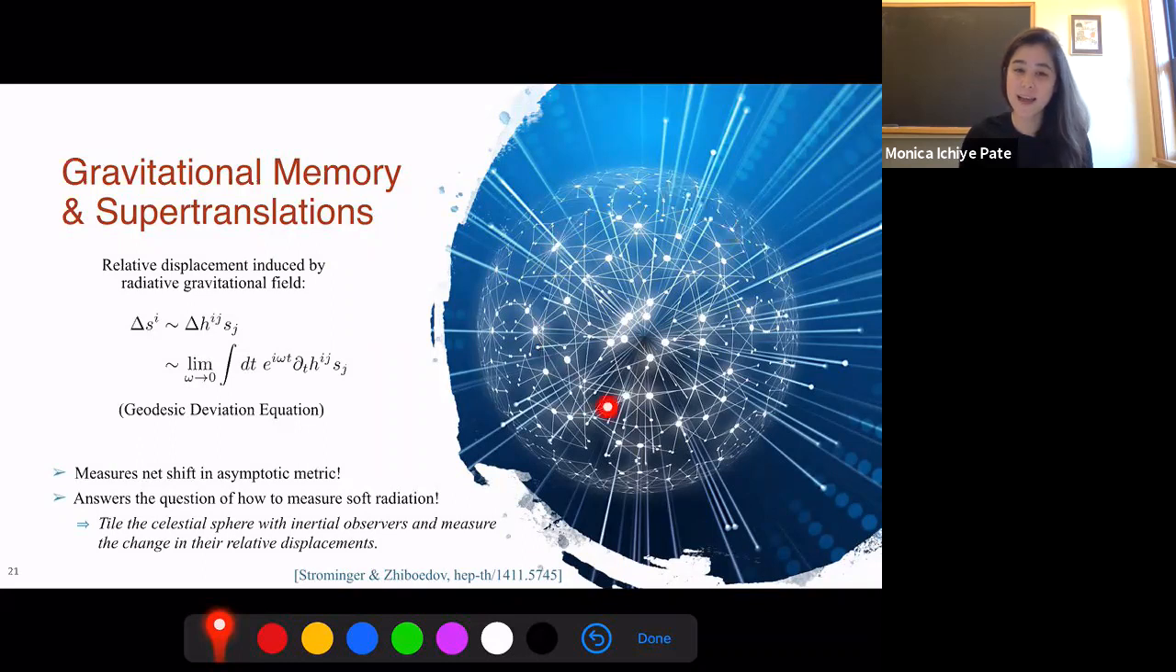And so indeed, by tiling the celestial sphere with inertial observers and measuring the change in their relative displacement, one could in fact fully reconstruct the contribution from the soft charge at every angle. So the conserved quantity implied by supertranslations is the local energy flux at every angle together with this permanent shift in spacetime.